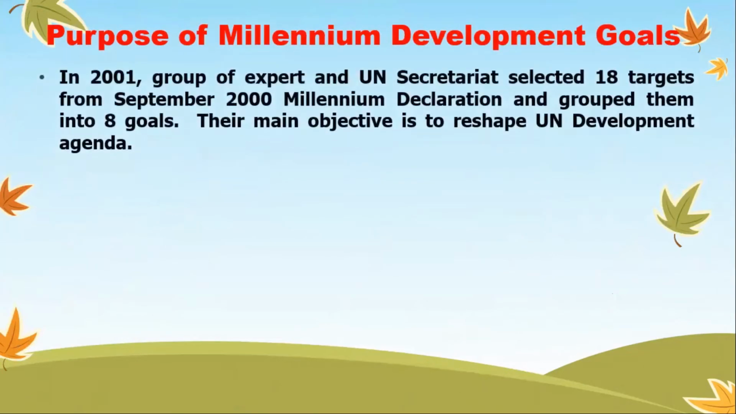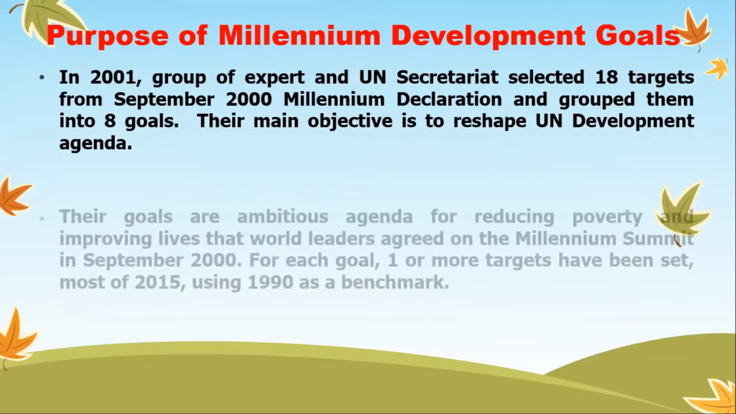So first, in 2000, a group of experts and UN Secretariat selected 18 targets from the September 2000 Millennium Declaration and grouped them into 8 goals. Their main objective is to reshape the UN Development Agenda. So from the Millennium Declaration, they selected 8 goals to be achieved. So their main purpose is to reshape and regulate the UN Development Agenda.